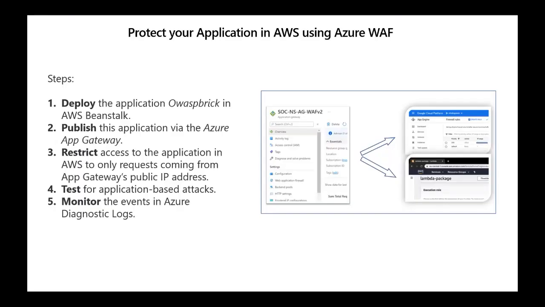So for the demo part, I'll begin with AWS. And again, it follows the same process that I have described. So we'll deploy an application, in this case called OWASP Brick, in AWS Beanstalk. We'll publish this application through the application gateway. We're going to restrict its access so that you only access it through the application gateway public IP address. We're going to test for application-based attacks, and then you're going to monitor these events in the diagnostic logs of the Web Application Firewall.